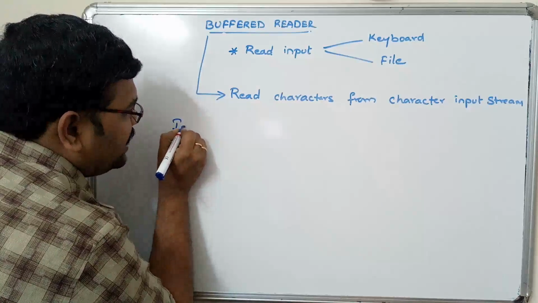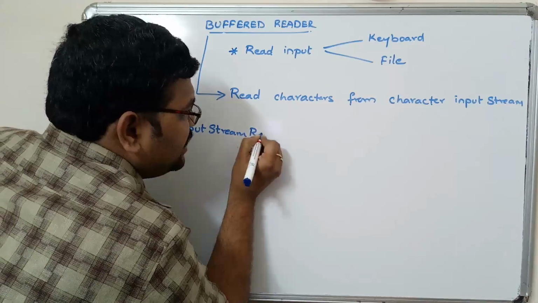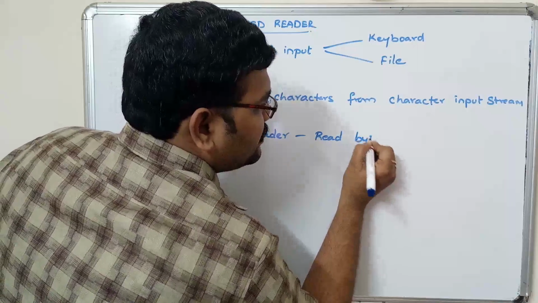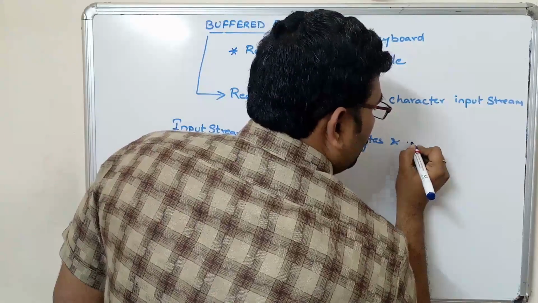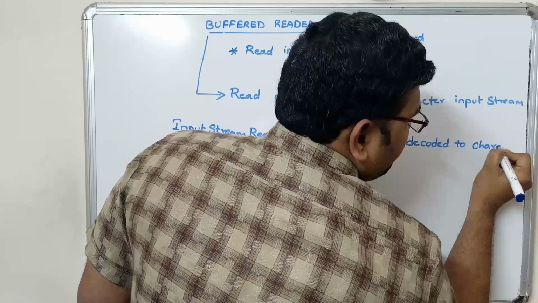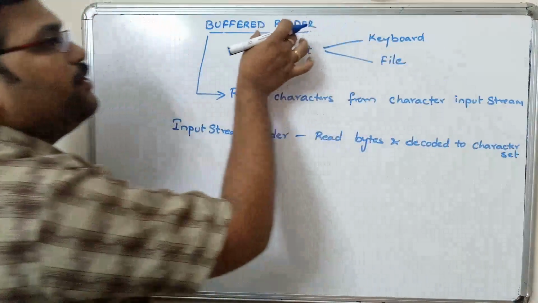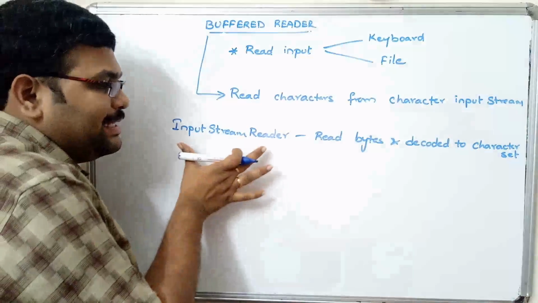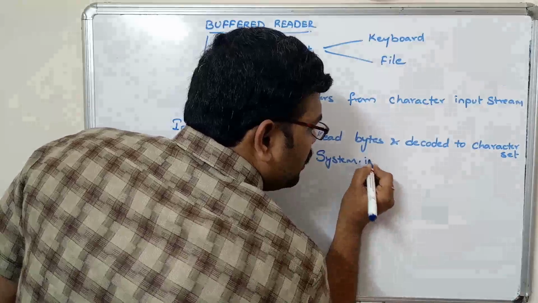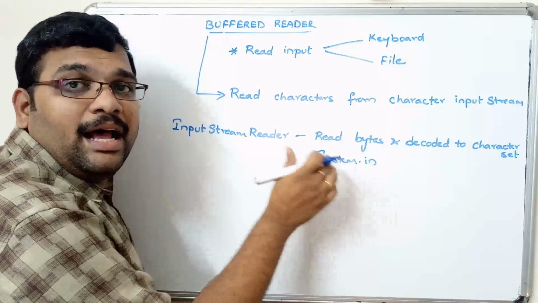So there is one more class, InputStreamReader. It will read bytes and decode them to a character set. From this character set we can use the BufferedReader, right? This is done with the help of the input stream System.in, which is the standard IO stream.